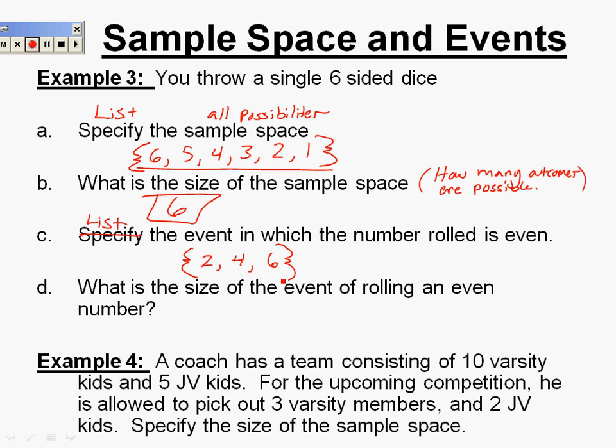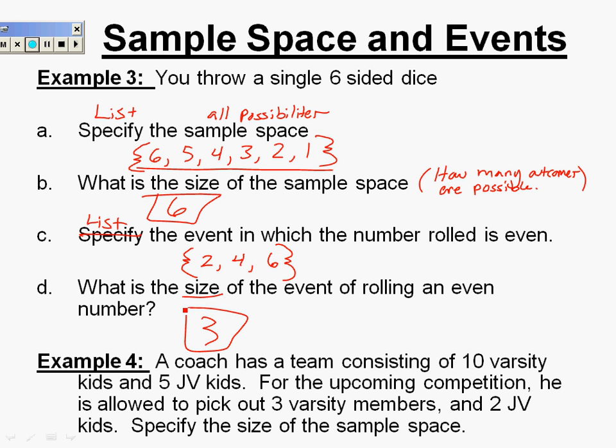All right, part D. What is the size of the event of rolling an even number? In other words, let's rephrase it. How many outcomes are possible for that event? There's 3 outcomes, 2, 4, and 6.